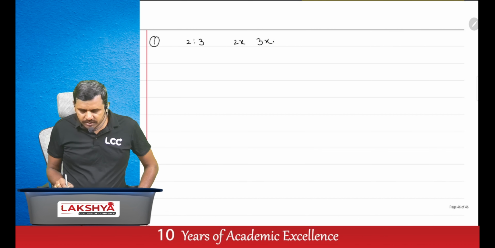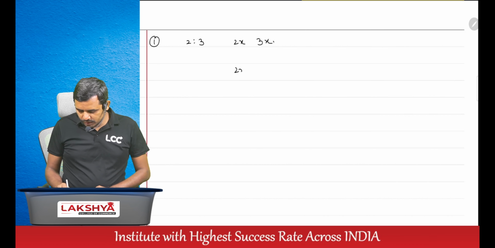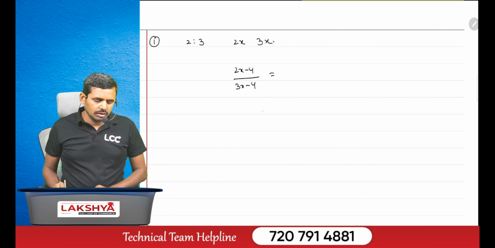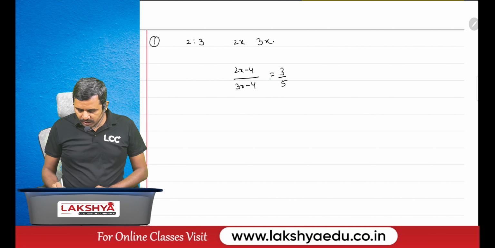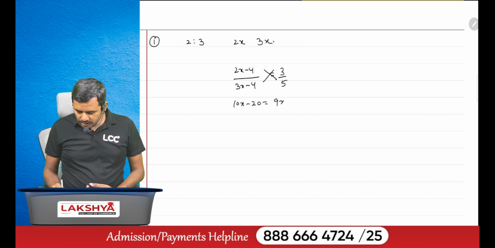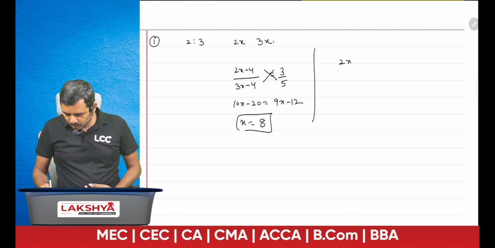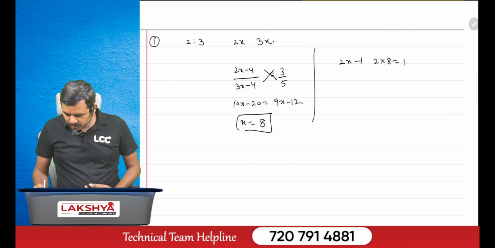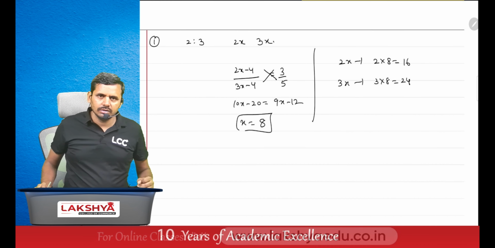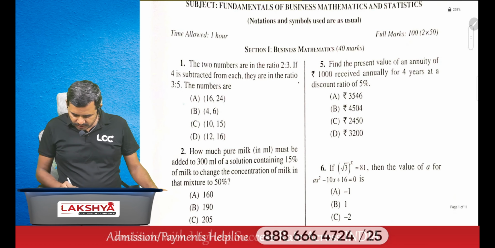2x and 3x. 4 is subtracted from each number, that is 2x minus 4 and 3x minus 4. While subtracting 4, the new ratio is given as 3/5. Cross multiplication gives 10x minus 20 is equal to 9x minus 12. Therefore, x is equal to 8. The numbers are 2x, that is 2 into 8, which is 16, and 3x, 3 into 8, which is 24. Therefore, the numbers are 16 and 24. Hence, the right answer for this question is A.